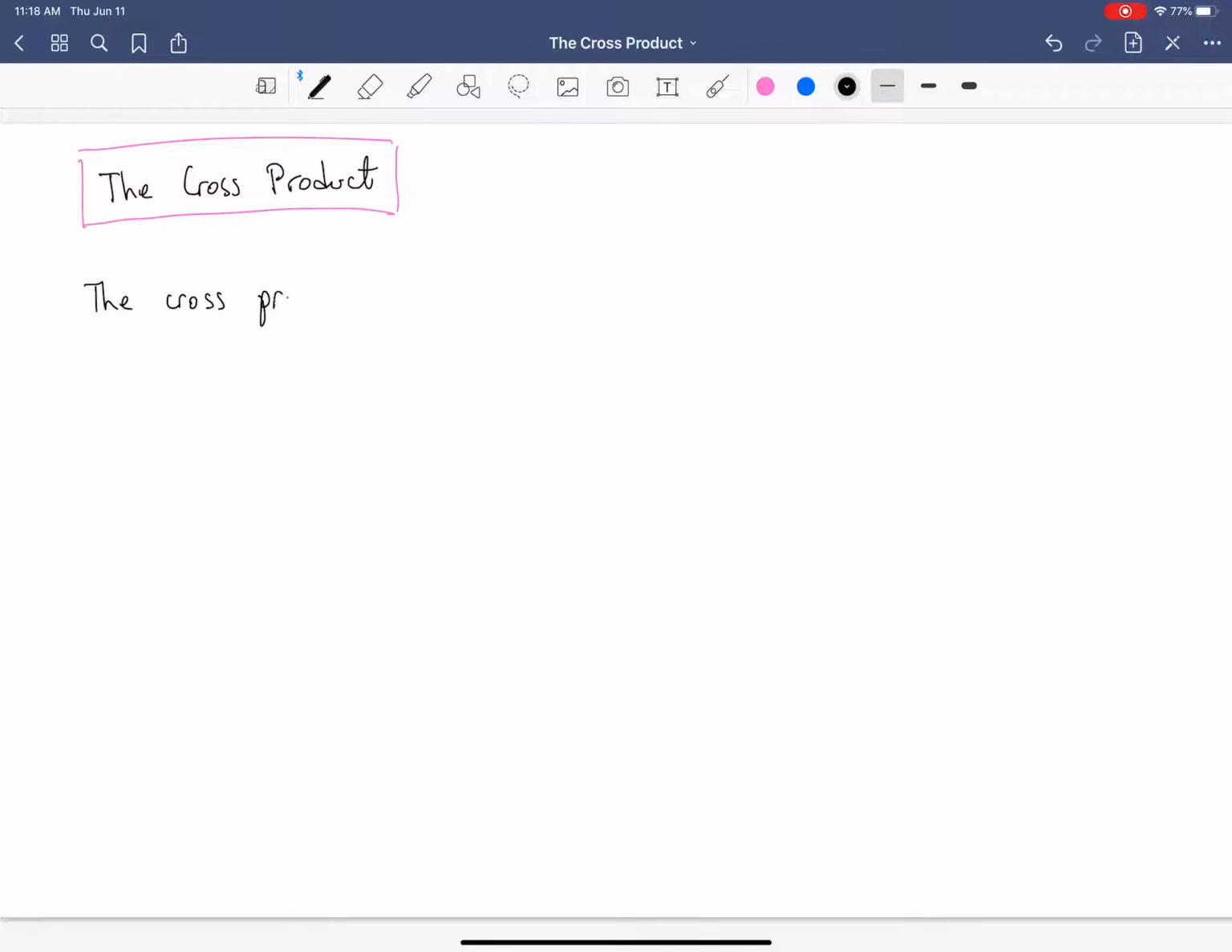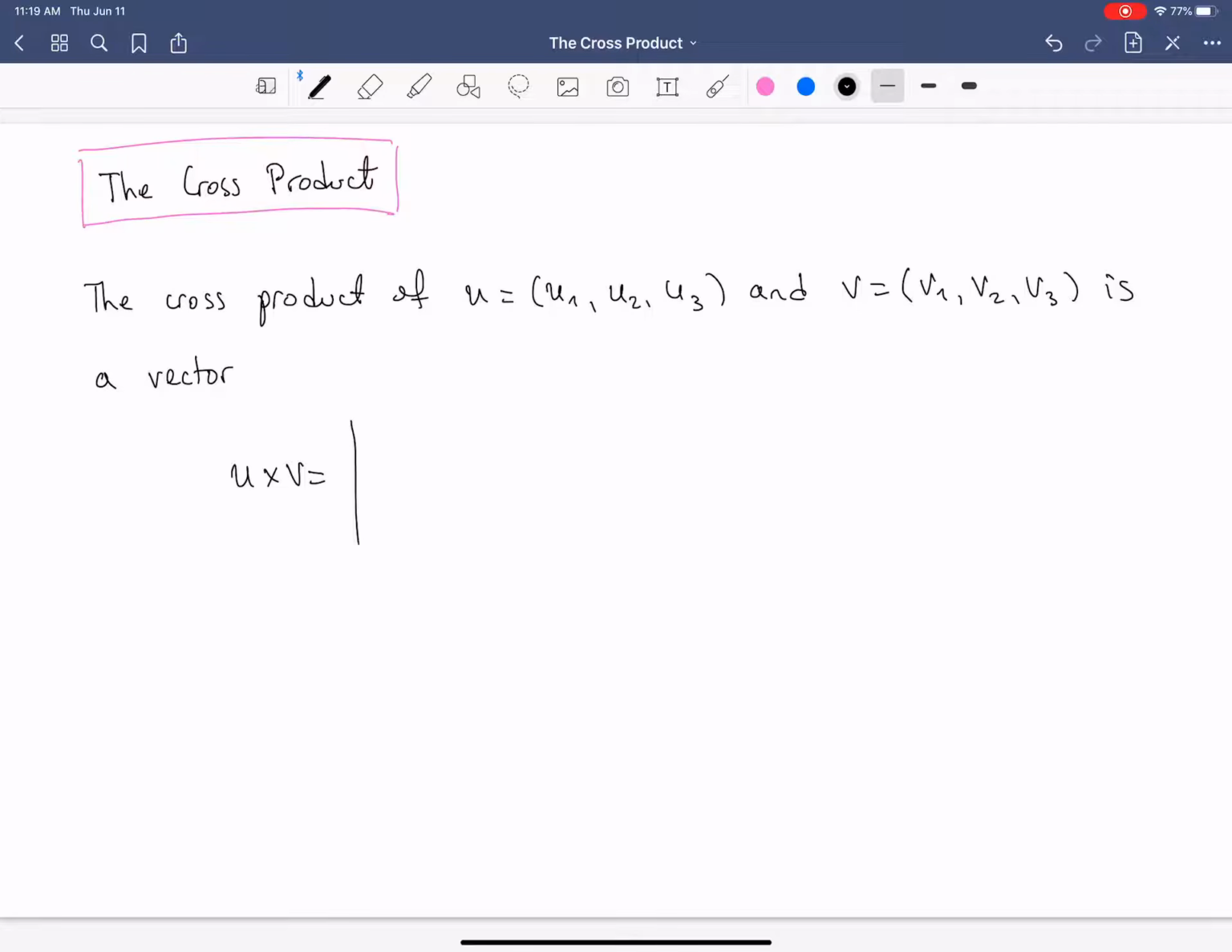The cross product of two vectors u with components u1, u2, u3, and v with components v1, v2, v3 is a vector. So remember, the dot product was a number, just a scalar. The cross product of two vectors is a vector, and it is given in the simplest way using determinants, although that's sort of abusive notation. So it's defined in this way.